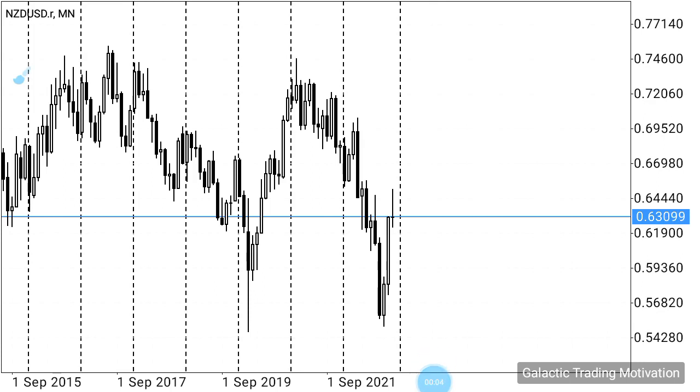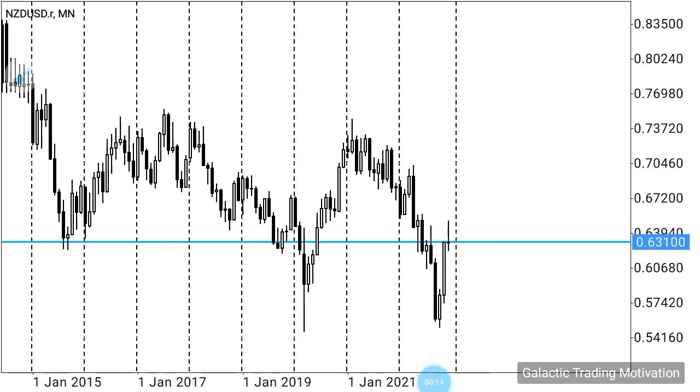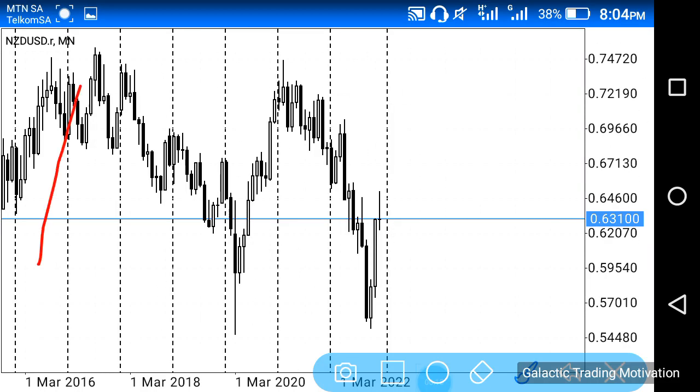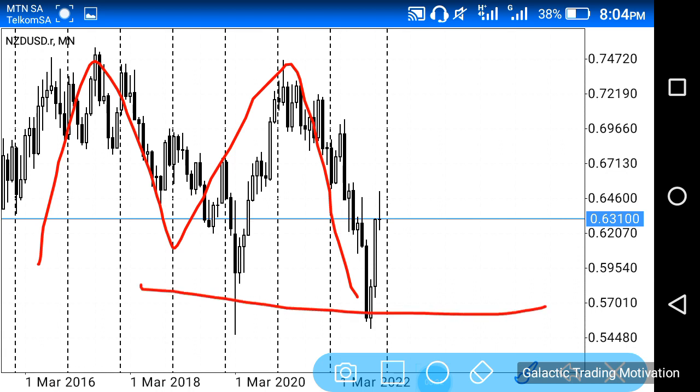Let's now analyze NZDUSD. And as you guys know, we normally start our analysis on the biggest time frame, which is the monthly chart. And in regards to the monthly chart, the first thing that I can see is that we had this huge structure over here, which had a neckline more or less at this level over here, as you guys can see, right?